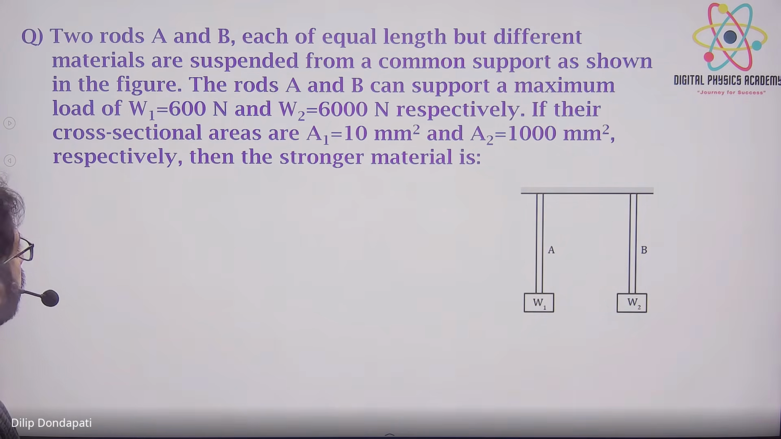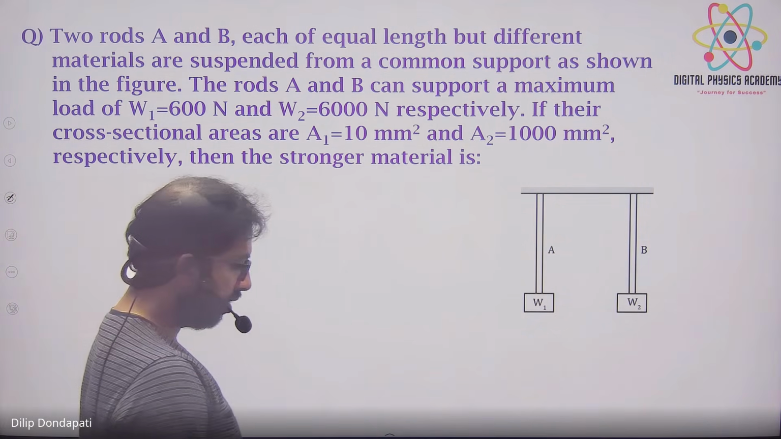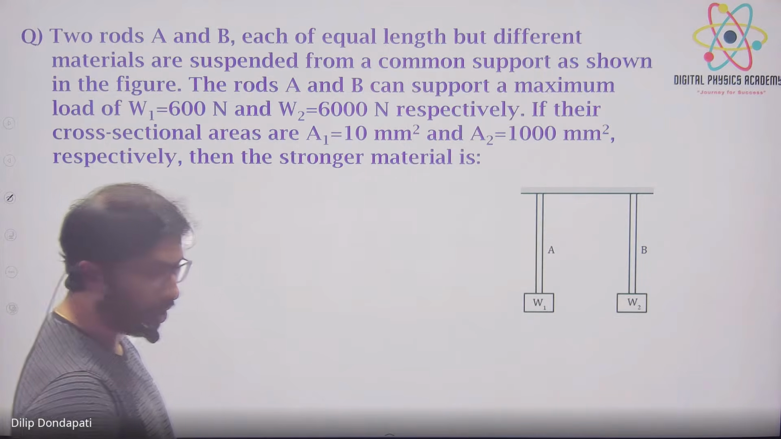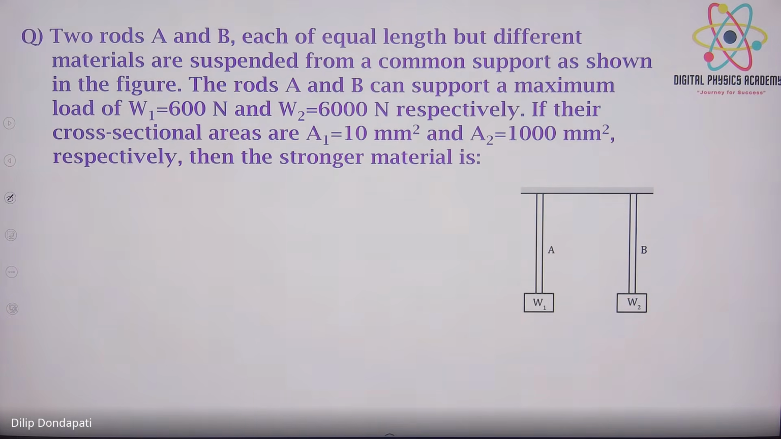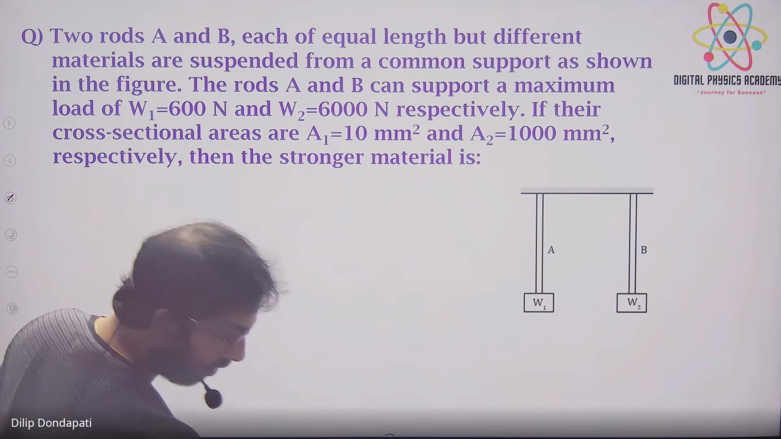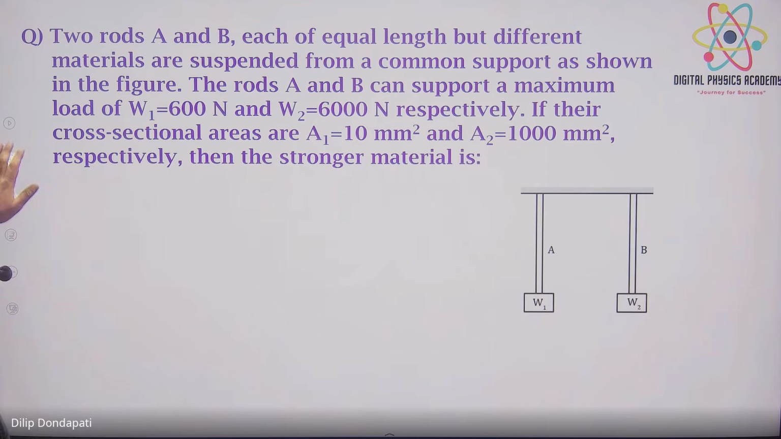Weight is nothing but force only. If the cross section areas are given to you, then which is a stronger material? मतलब ज्यादा स्ट्रेस है, किसका ज्यादा है, वो स्ट्रॉन्गर है. Okay, the first one is stronger. Why? It has more stress. Yes. Okay. Next.